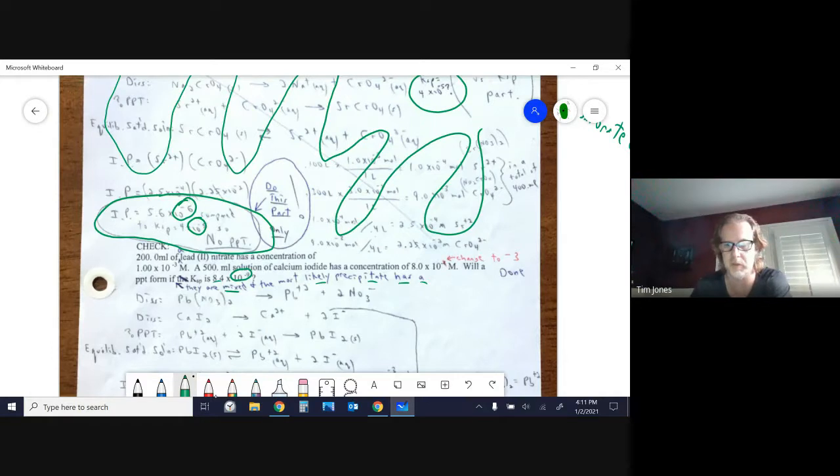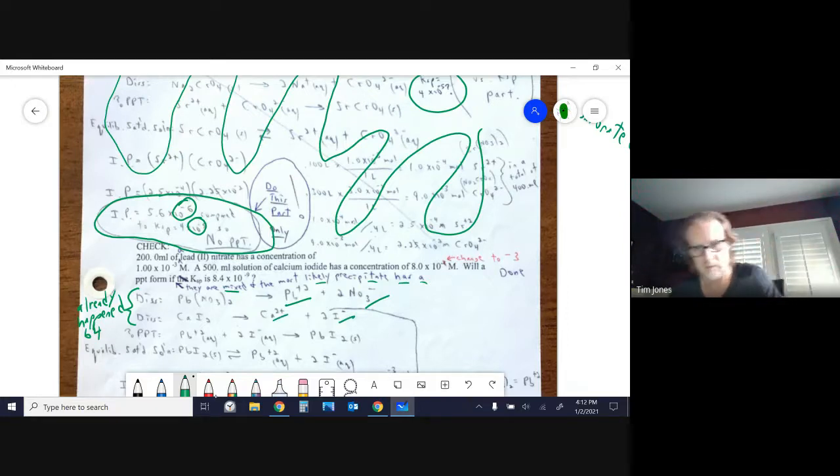I apologize for the messy notes. Yours should be a lot cleaner than mine. So I start out by describing what our system looks like. These two things have already happened before the problem. This is just a way of showing the solution. When lead nitrate dissolves, you get lead plus 2 and you get nitrate. When calcium iodide dissolves, you get calcium and iodide.